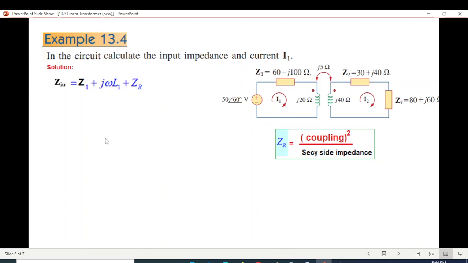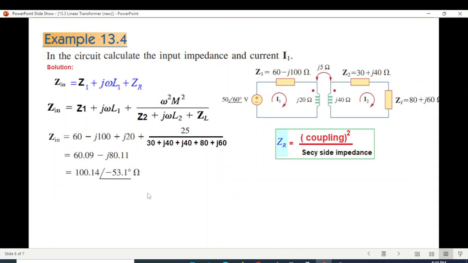So straight away we'll use the formula. Zin was this formula: coupling squared divided by the secondary side impedance, or you might just copy this from the book. Plugging in now the values. Z1 is this term here. j omega L1 is j20. And omega squared M squared is 5 squared on the top, divided by this whole term, 30 plus j40, then j40, then 80, j60. Solving this, you get this answer in the rectangular form, and this is in the polar form.